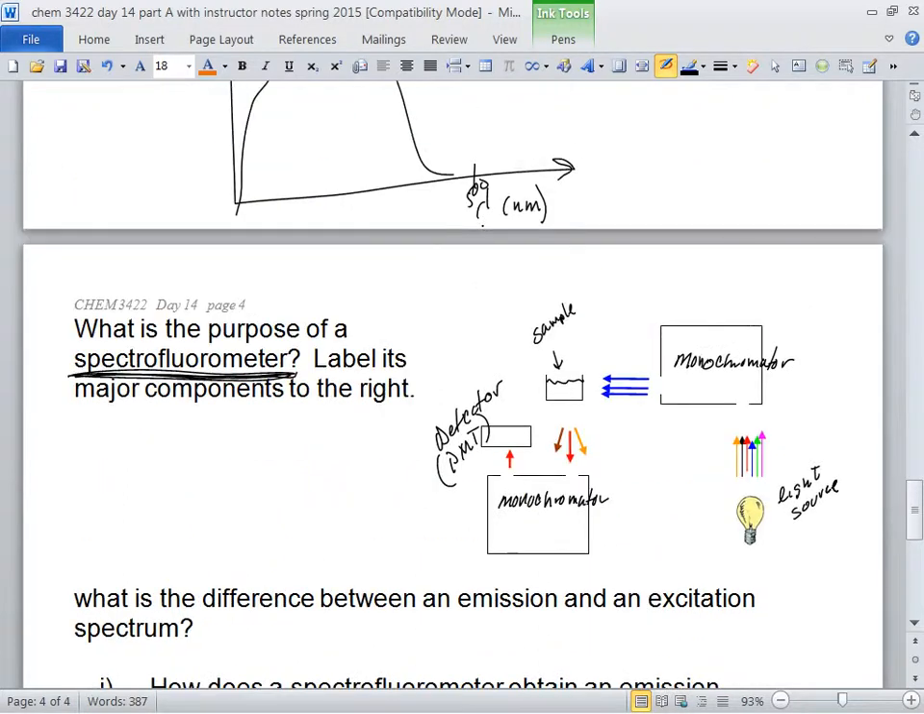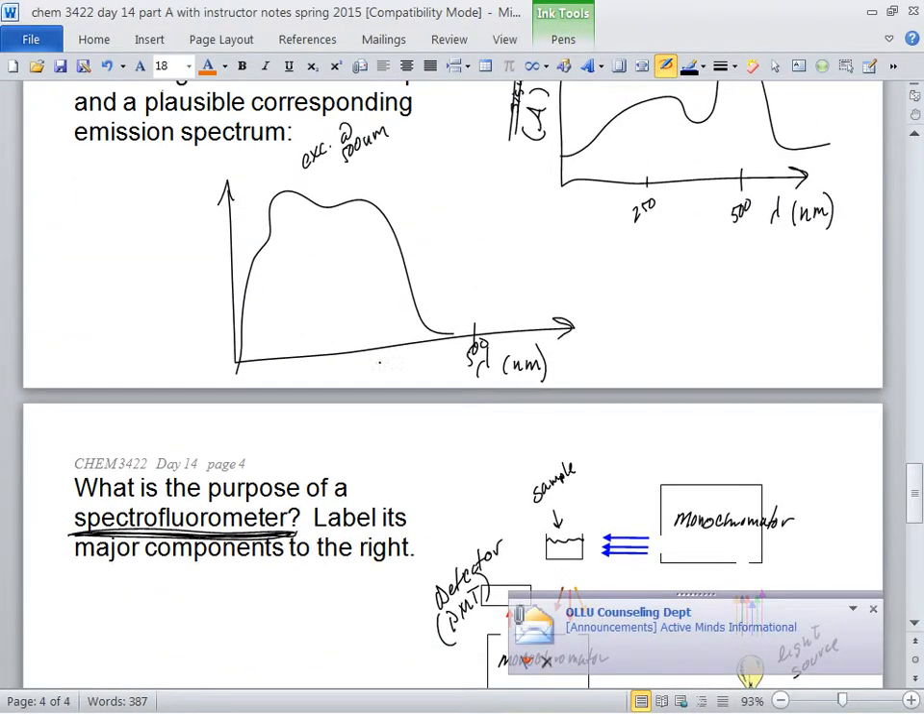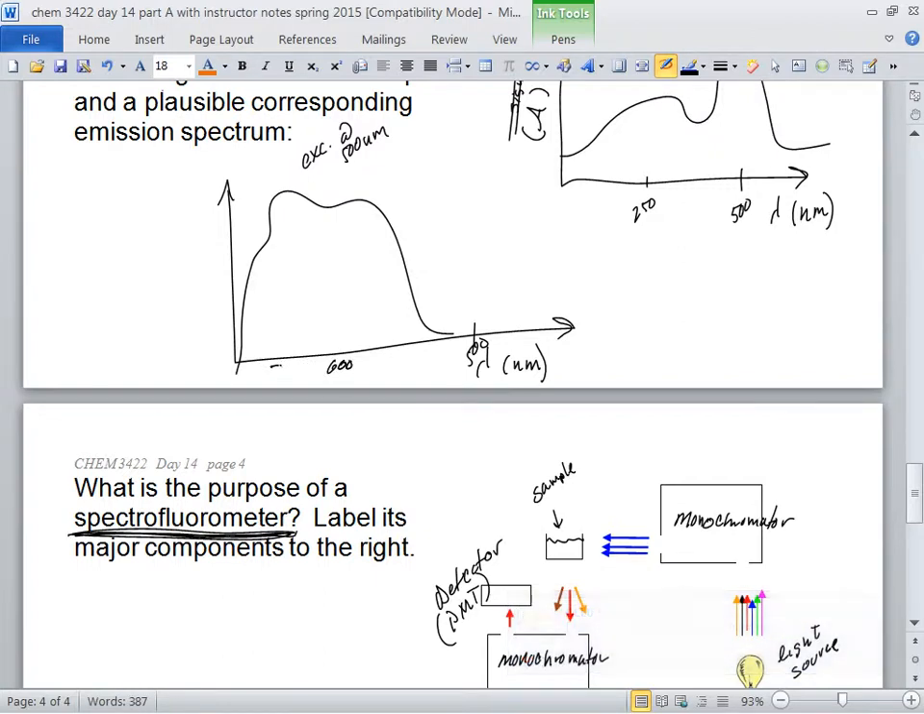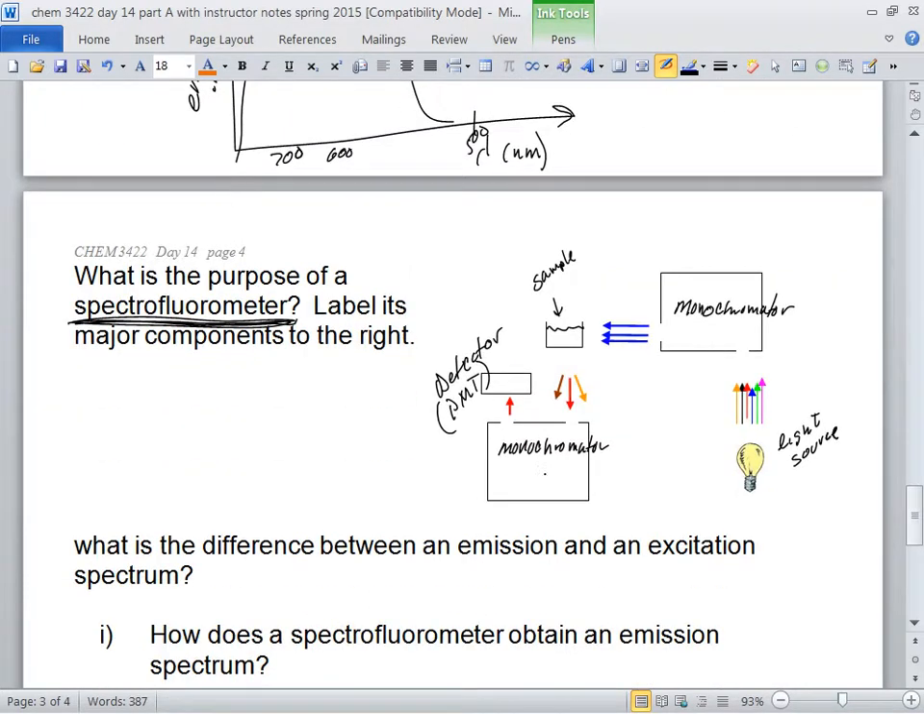Because notice what we had when we drew our emission spectrum. We have all these wavelengths down here, right? 600, 700, whatever. And it measured the emission intensity. Forgot to write that axis on there. It measures the emission intensity of each one of those wavelengths. So you have to have a monochromator here that just scans all those emission wavelengths, and the detector detects the output from the monochromator. What's the intensity of each of those emitted wavelengths?